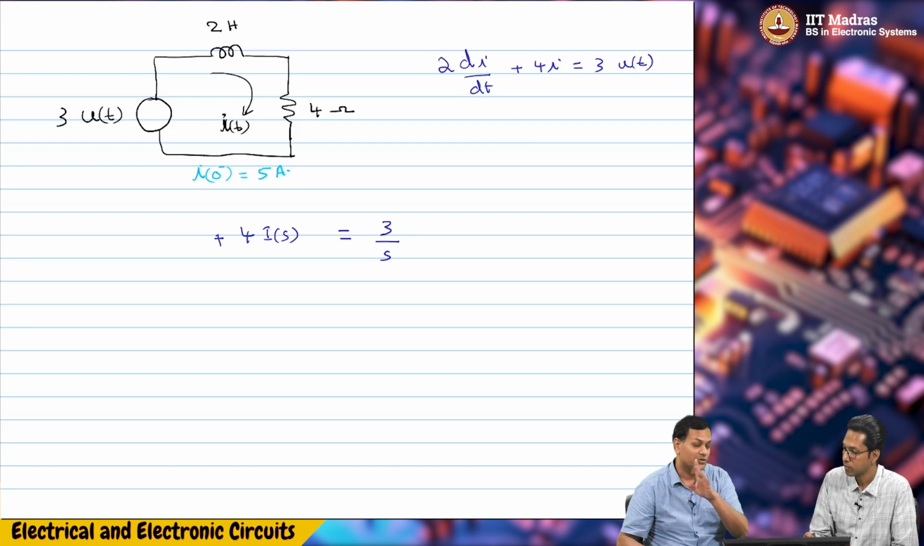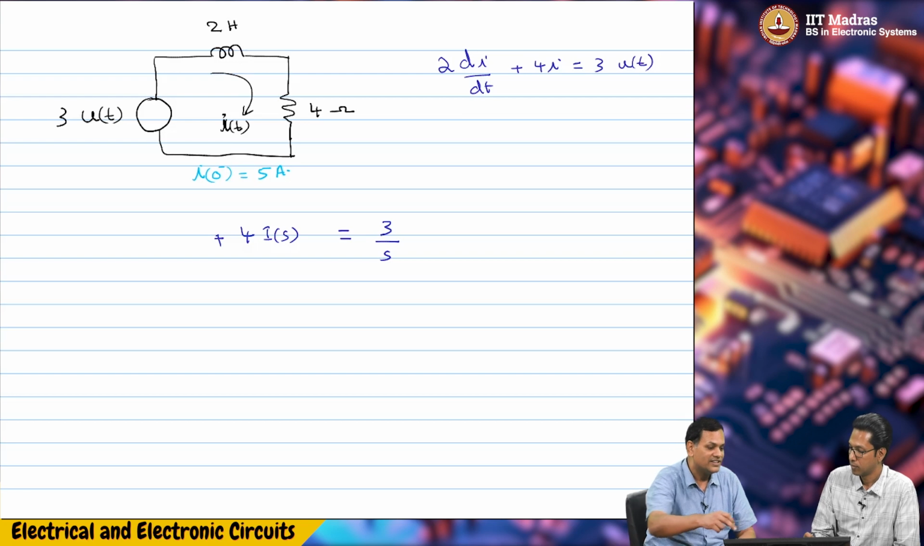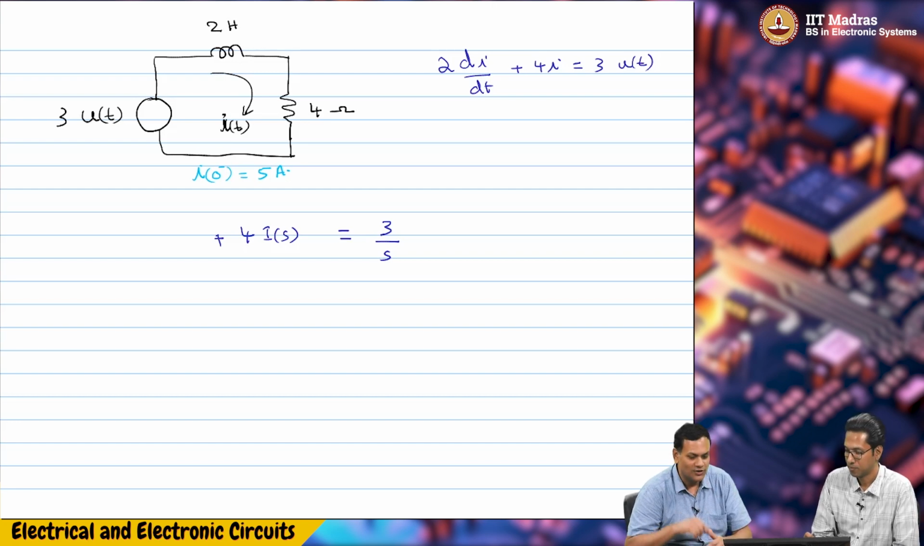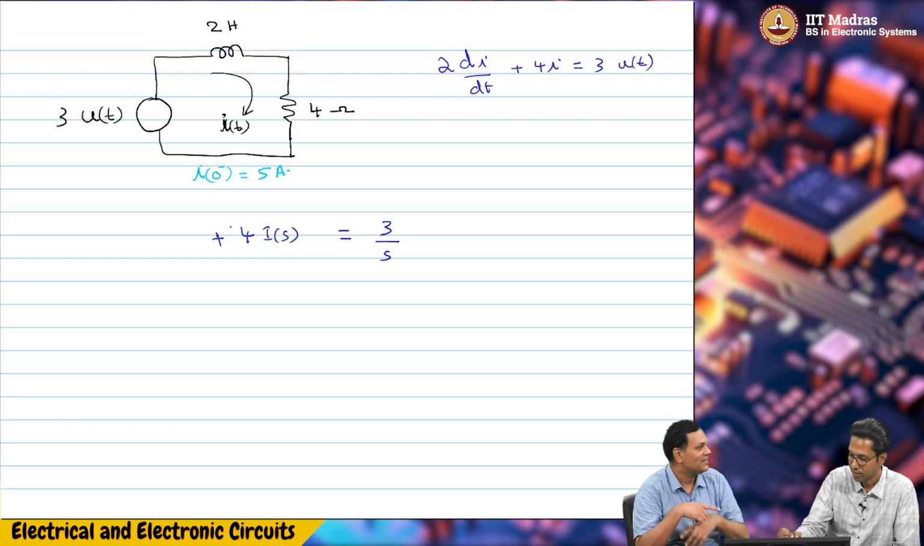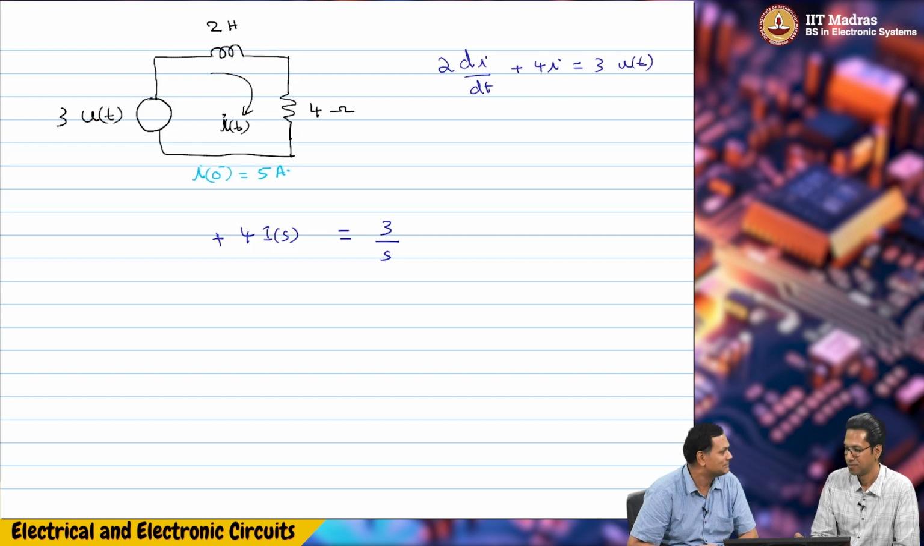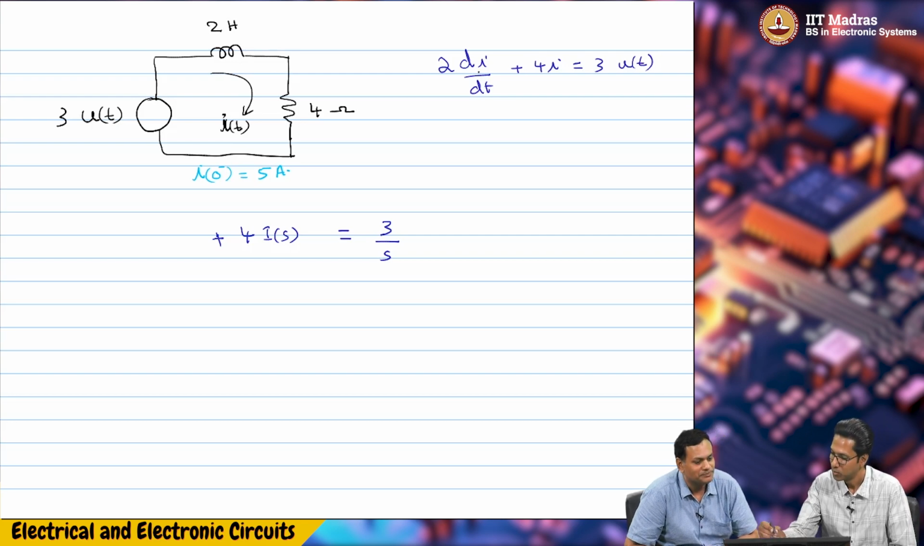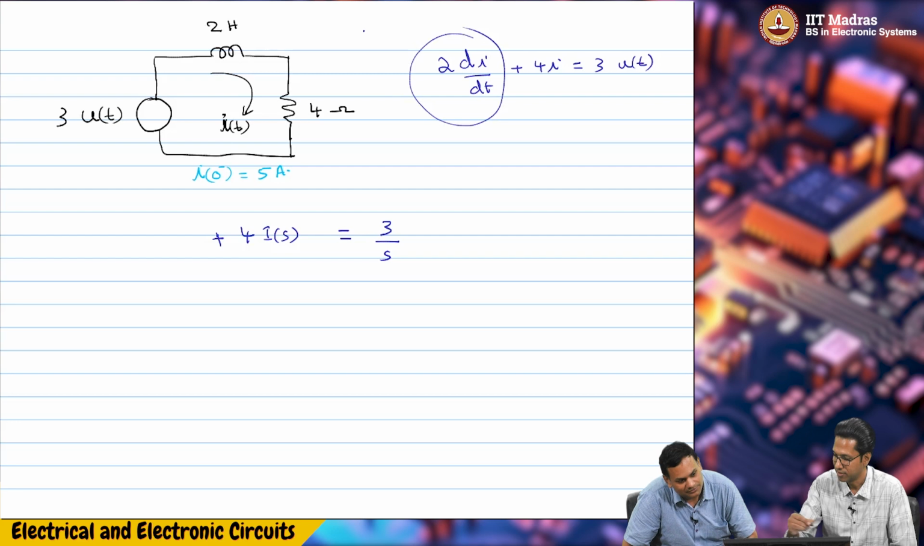I think we should tell the students that normally in the time domain they are all lowercase letters, and in the Laplace domain you use capital letters by convention. So small v of t becomes capital V of s, small i of t becomes capital I of s, and so on. Small f of t and capital F of s.